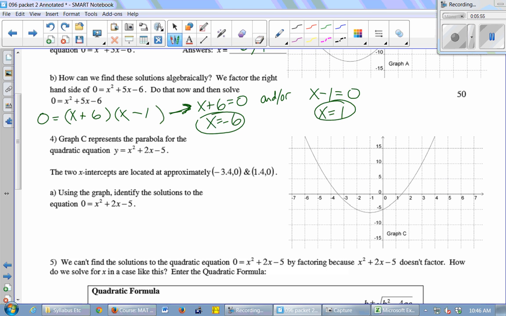All right, let's see if we can do the same thing with graph C. I graphed a parabola. It's y equals x squared plus 2x minus 5. My x-intercepts, we said, were at about negative 3.5 and 1.5. I actually tweaked it. I think it's more like negative 3.4 and 1.4, whatever. All right, so using the graph, I want to find places where x squared plus 2x minus 5 equals 0. What would those x values be according to the graph?